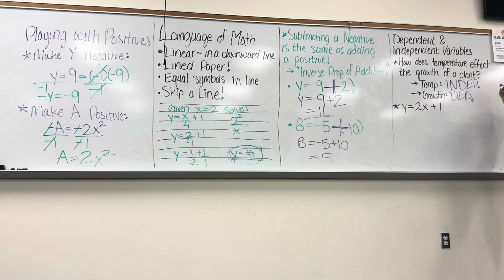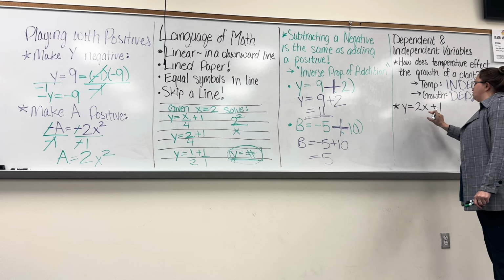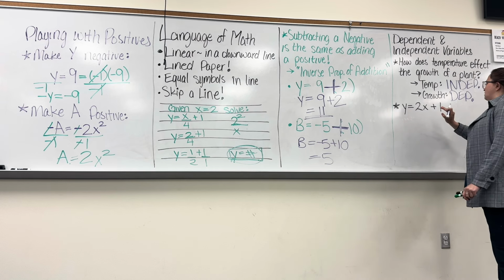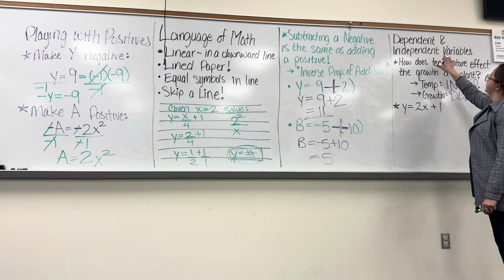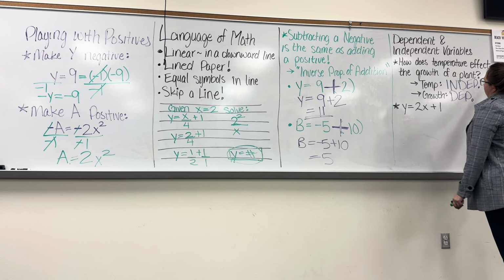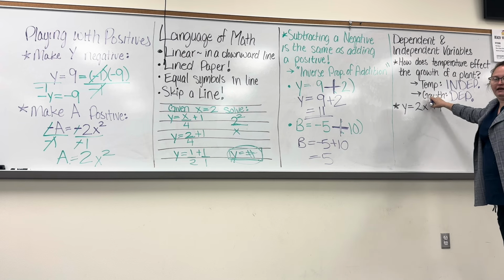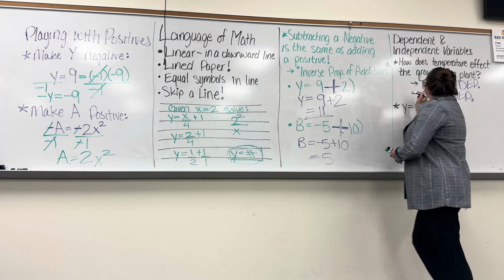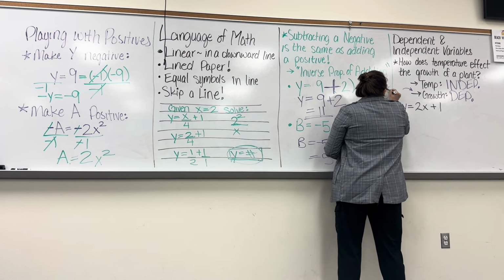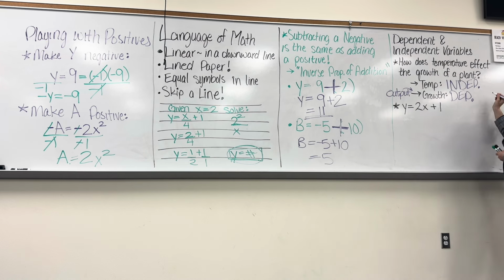All right, using this, you have y equals 2x plus 1. Y is your output. So up here, when you were doing this, how does temperature affect the growth of a plant? Your output is growth. It's what's coming out of the act of changing the temperature. So let me write this too. Output. Okay? And then temperature is input.